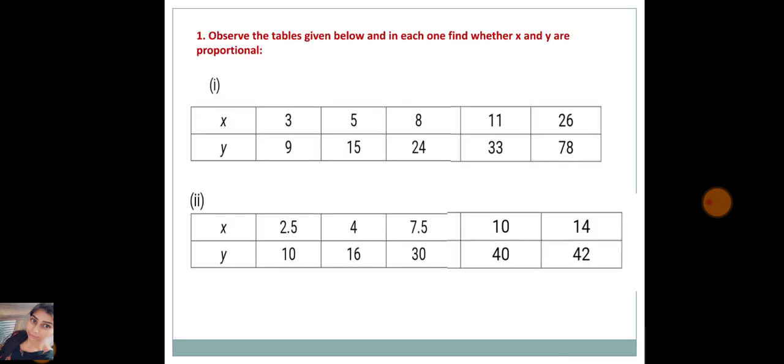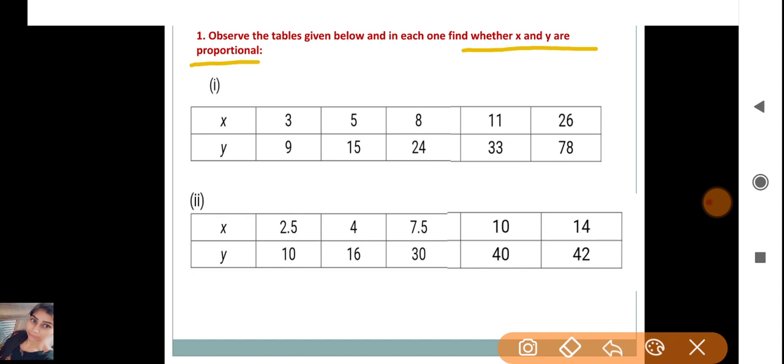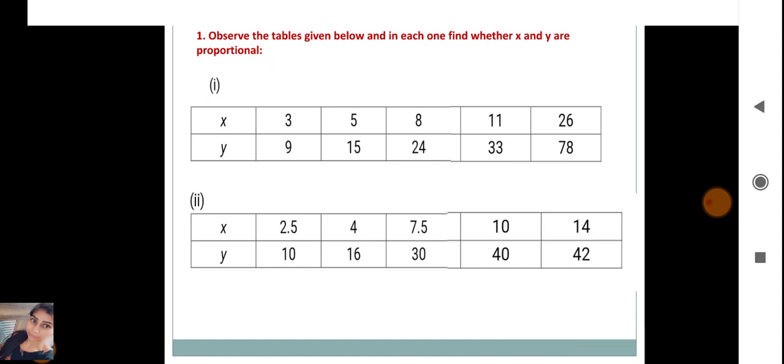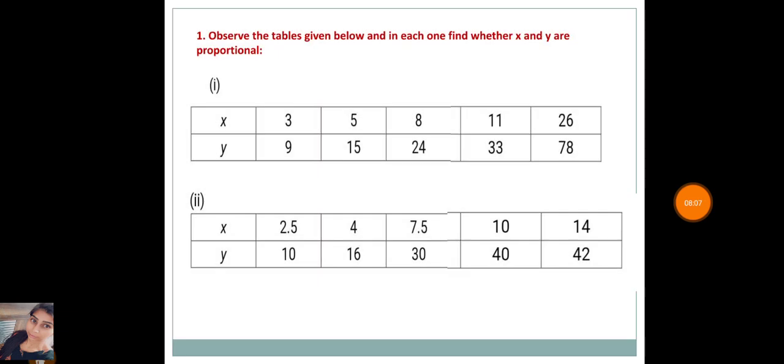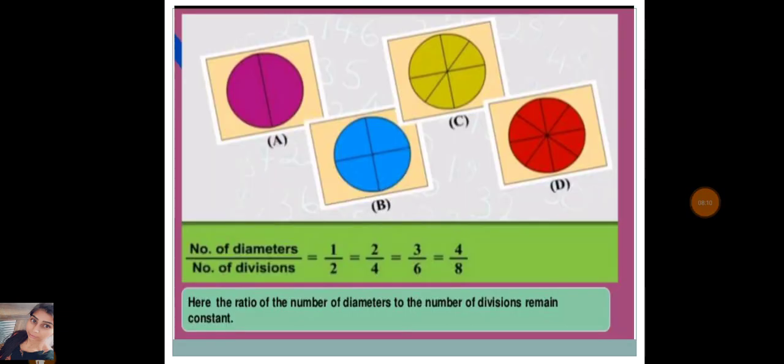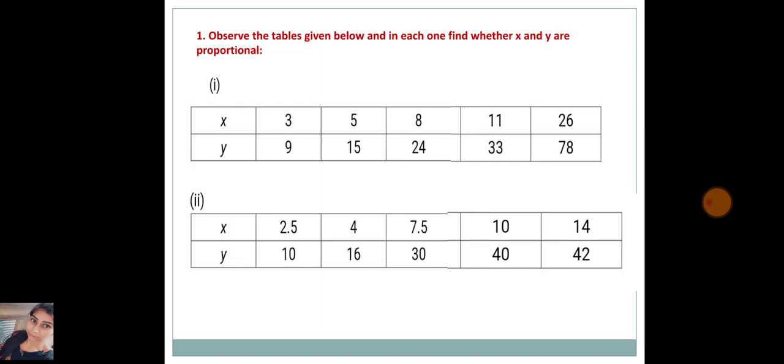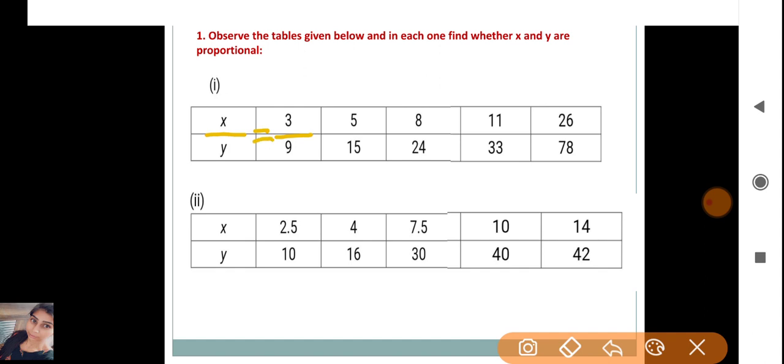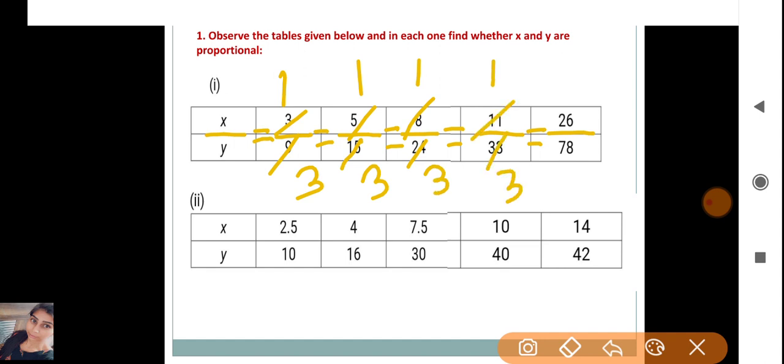Just see, I have given 2 questions here, and let us check. The question is, we have to check whether they are directly proportional or not. So let us check the first question first. This can be written as x by y will be equal to 3 by 9, 5 by 15, 8 by 24, 11 by 33, 26 by 78, and whether they are equal or not. 3 ones are 3, 3 threes are 9. 5 ones are 5, 5 threes are 15, 8 ones are 8, 8 threes are 24, 11 ones are 11, 11 threes are 33, 26 ones are 26, and 26 threes are 78.